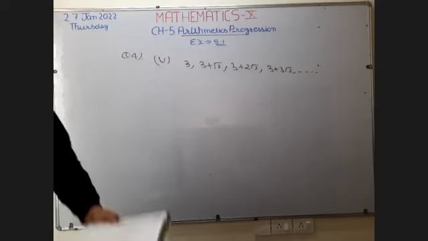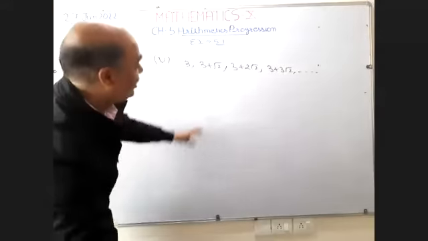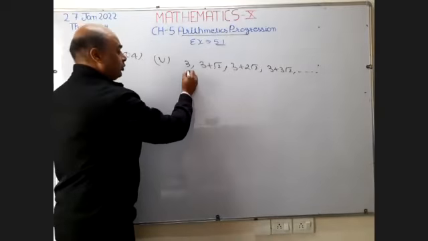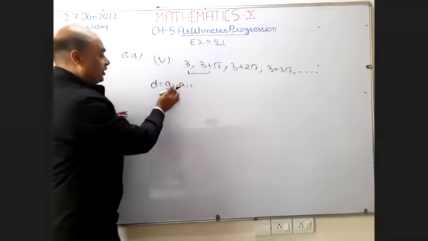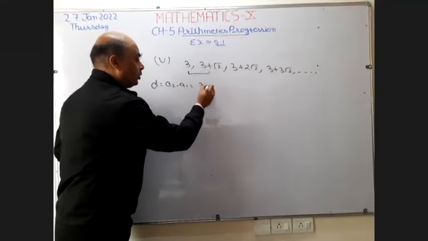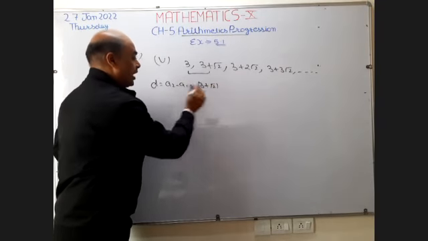Now check, beta, whether it is in AP or not. First, I want to check whether it is in AP or not. So I want to check from the first two terms. So write d equal to a2 minus a1. So what is a2? This one is your a2. So write a2 minus a1.